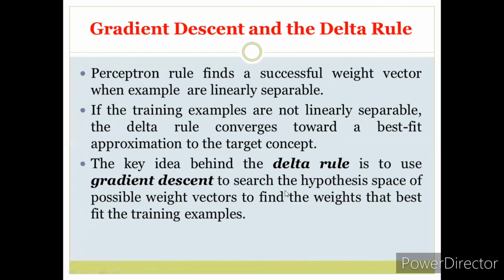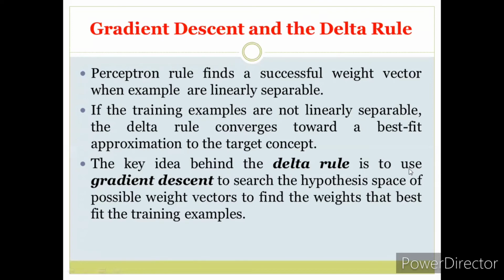So there are some problems occurring in the perceptron training rule, which are solved with the help of gradient descent and the delta rule. So what is that? The perceptron rule finds a successful weight vector when examples are linearly separable. So as we can see, the perceptron rule is applicable for linearly separable data. Whereas when it is non-linearly separable, it converges towards a best fit approximation to the target concept. So here we use the delta rule, which best fits the approximation till we achieve the target.